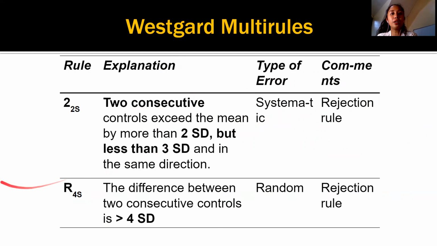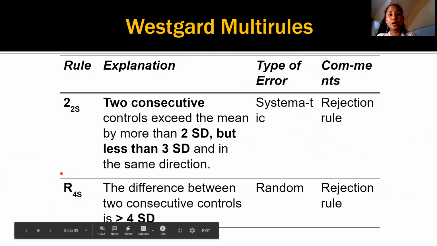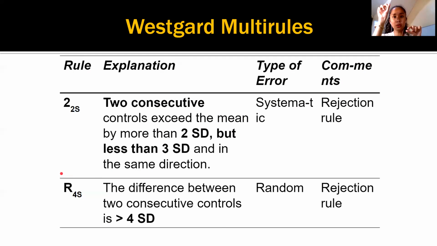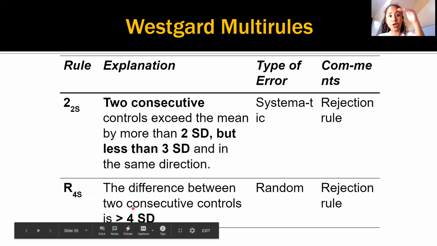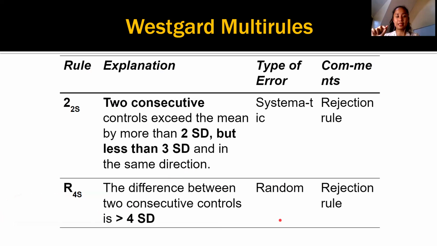So, R4S naman, R means range. So, yung difference ng dalawang control, kunyari ito yung day 11 at ito yung day 12, masyadong malayo, 4. So they have a difference of 4 squares. It's a random error. Pag yung gap ng dalawang control, 4 na squares, that's R4S or range 4S. That shows a random error.